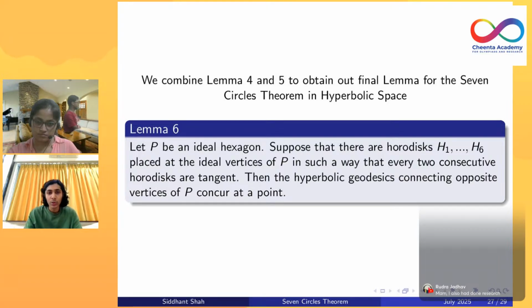So after we combined lemma 4 and lemma 5, we were able to build a new lemma, which was important in proving the Seven Circles Theorem in hyperbolic space. That was that we have P as an ideal hexagon, and suppose there are horodisks H1 all the way till H6 placed at the ideal vertices of P in such a way that every two consecutive horodisks are tangent to each other. That is, the alternating perimeter is becoming zero as we are increasing the radius. Then the hyperbolic geodesics connecting opposite vertices of P always concur at a point.